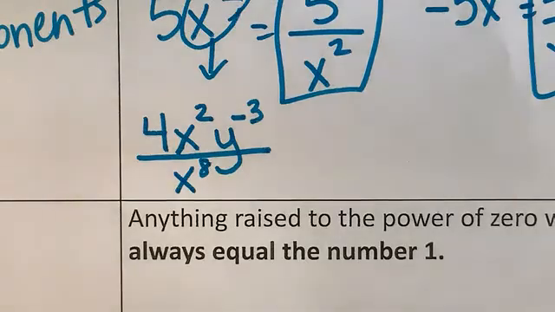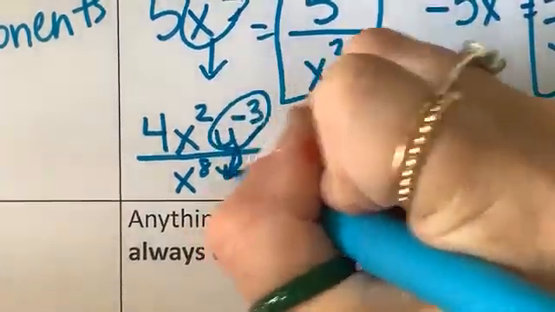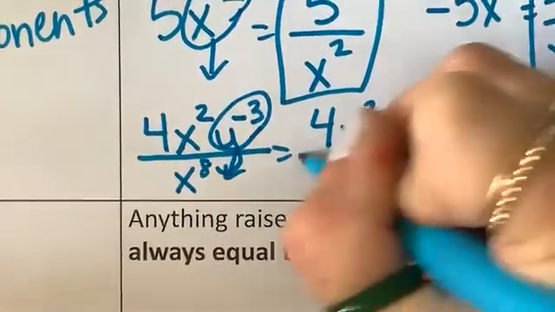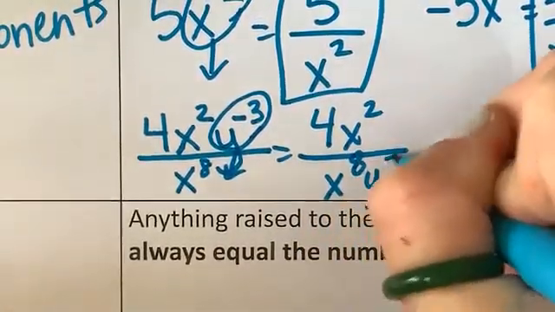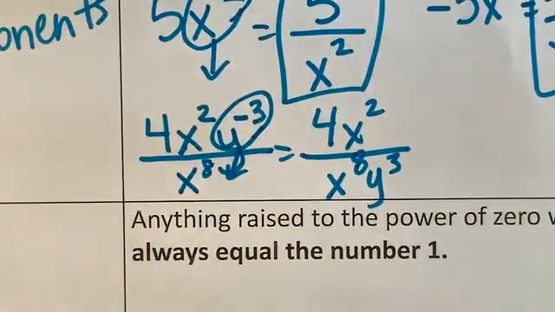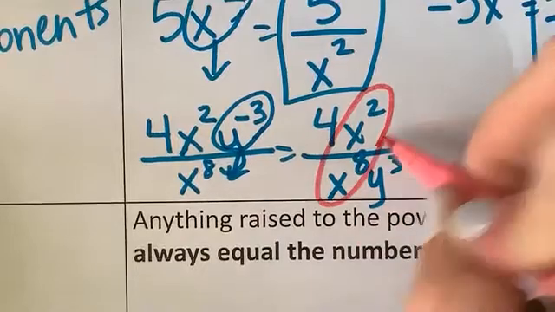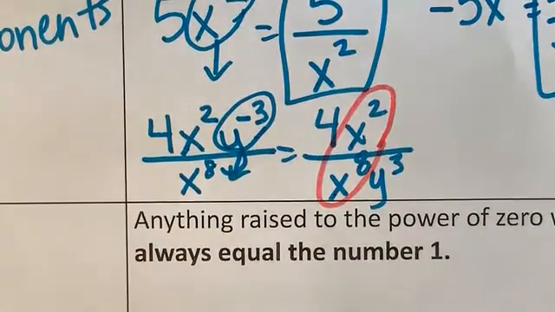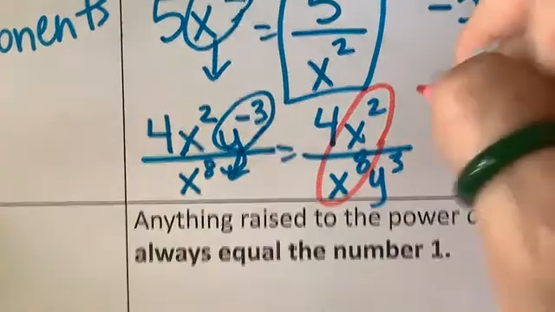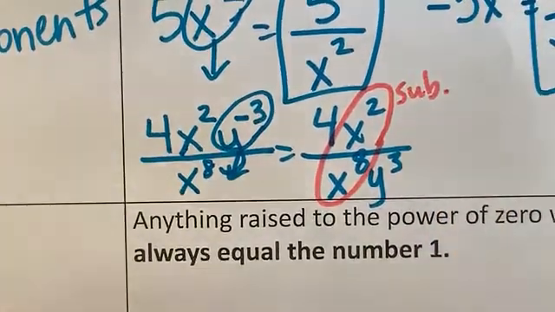So most of you guys are moving this y to the negative 3rd to the bottom. Perfect. You're like, that needs to move down here. Now you got 4x squared and then x to the 8th, y to the 3rd. Okay, and you're like, well, I'm done. Good job on the negative exponent portion. However, you have 2 x's here now. What do you do with those exponents? You need to subtract those exponents. What does that give you for the exponent of the x?